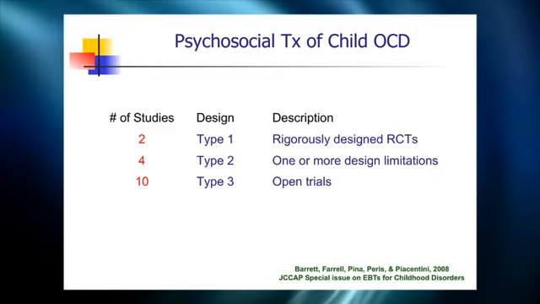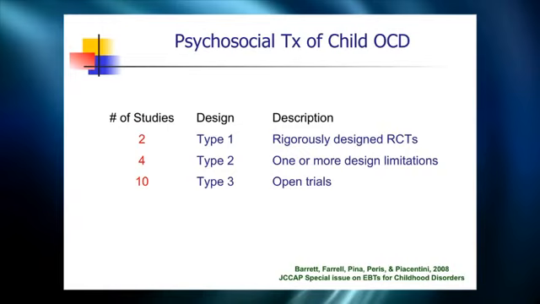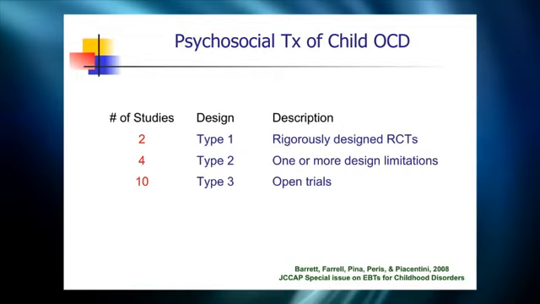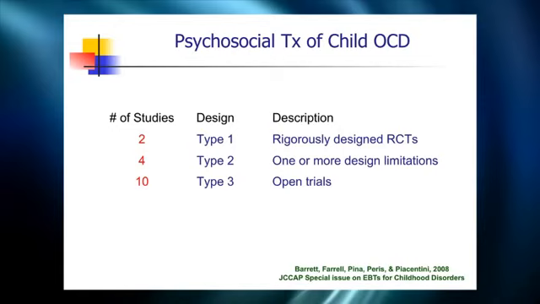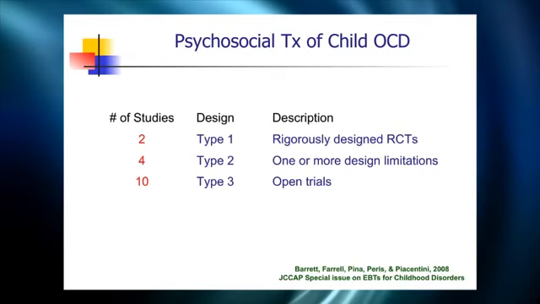There were four studies that were considered type 2 trials that had one or more design limitations. They might have been randomized controlled trials, but kids were assigned to, say, two different intensities of the same treatment, like outpatient versus intensive treatment, or the studies were very small, or very short, like waitlist comparisons, or had other kinds of design flaws that didn't allow us to weight them as high. And then there were a number of open trials. Most of the studies at that point had been open trials.